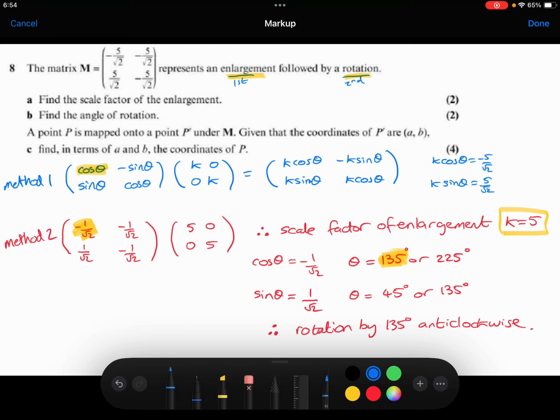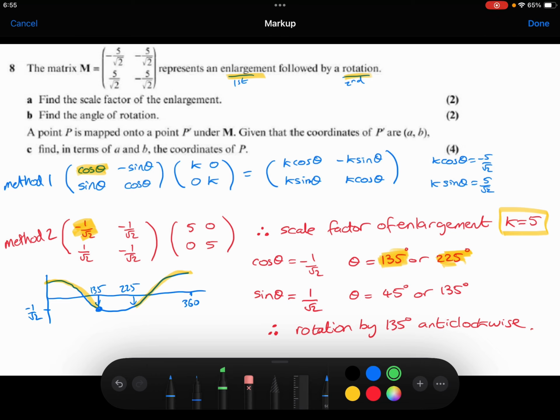And then I'm just going to draw a quick cos graph to check the other answer. So minus 1 over root 2 is roughly here. The 135 degrees is here. So this is 135. So this is 135. So the 360 minus the 135 is 225. So these are the two angles of theta that give cos as minus 1 over root 2.